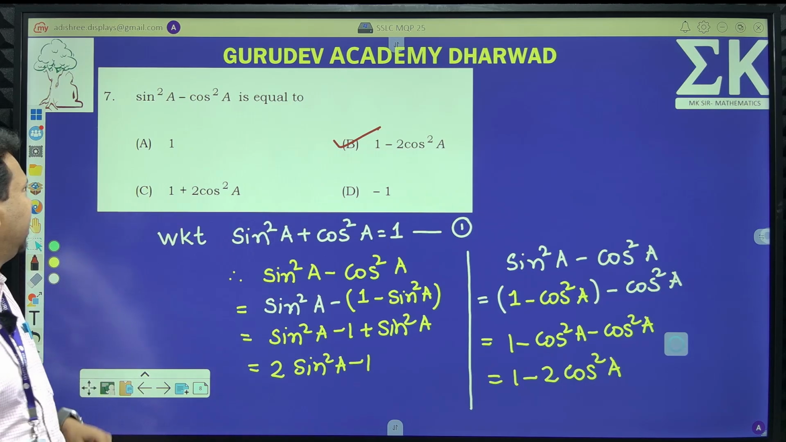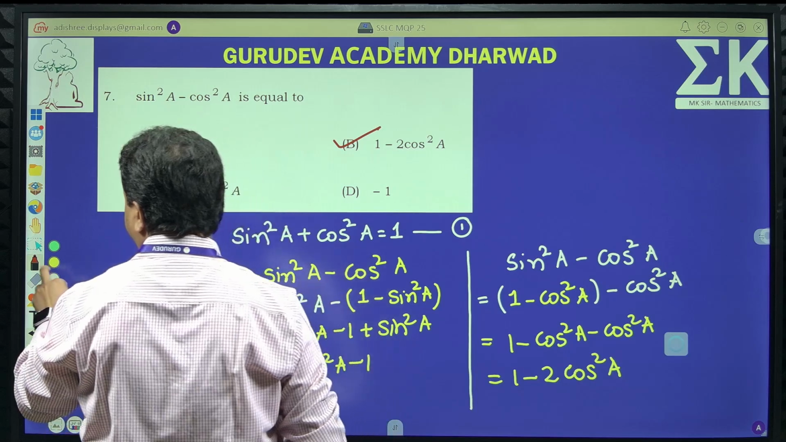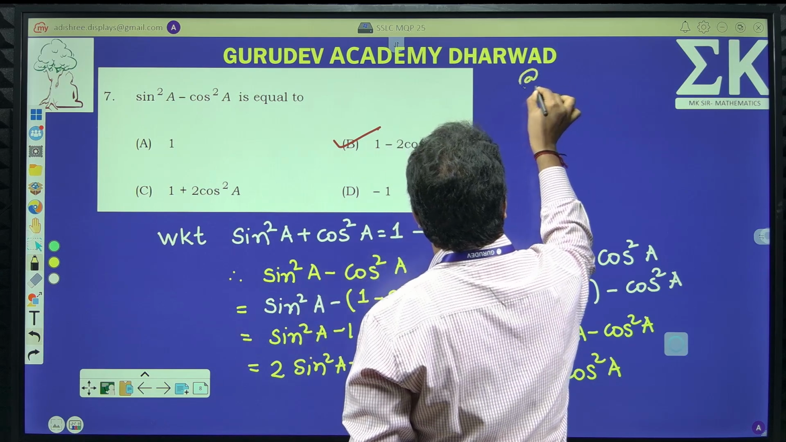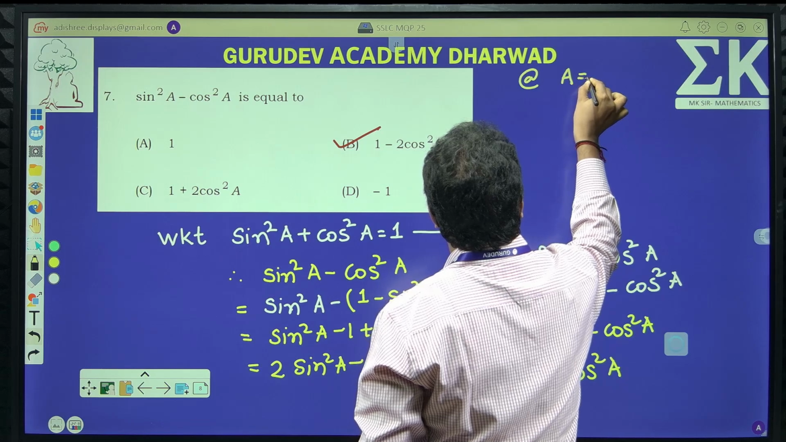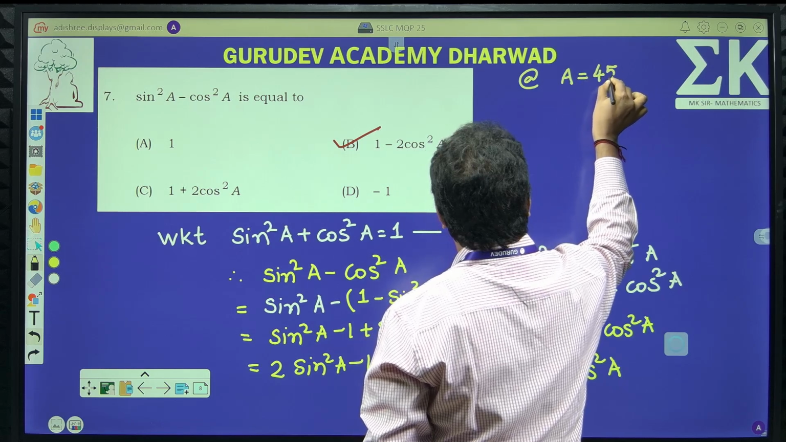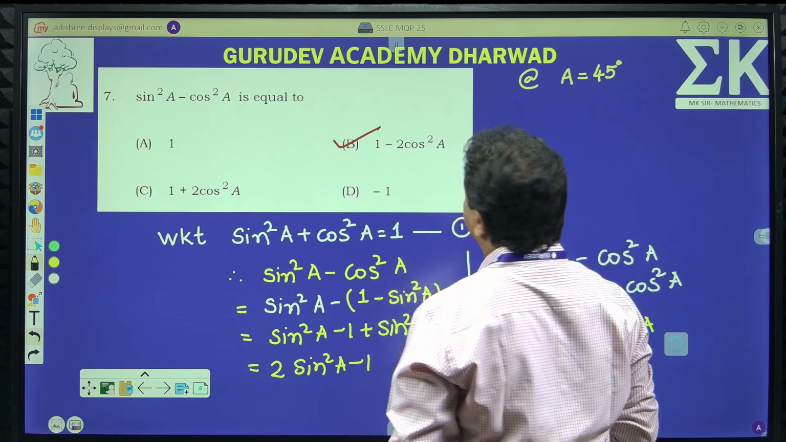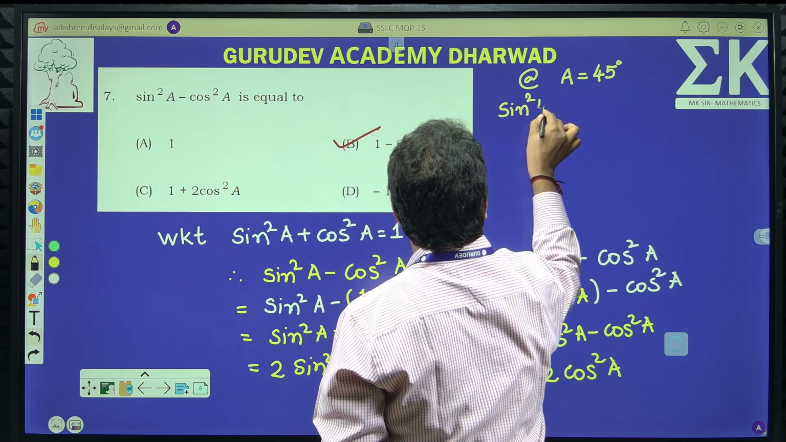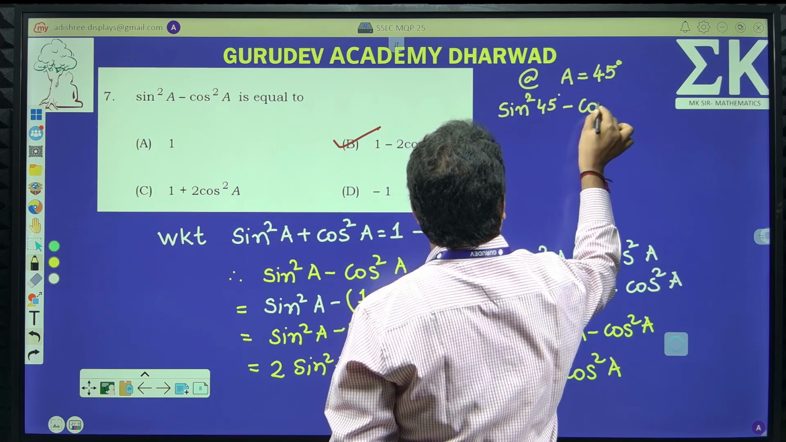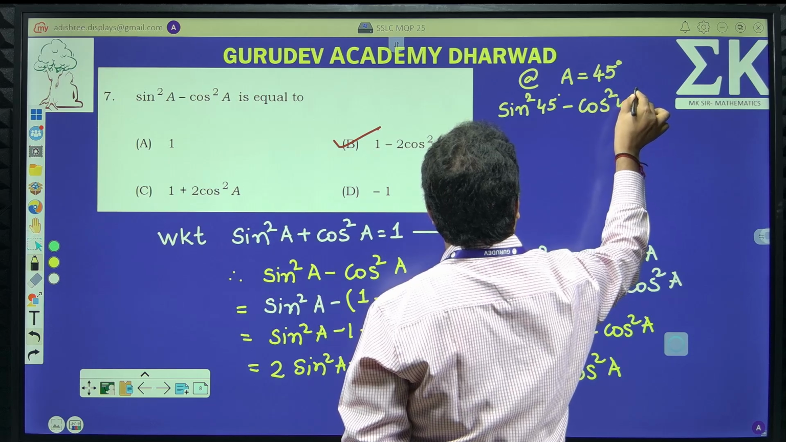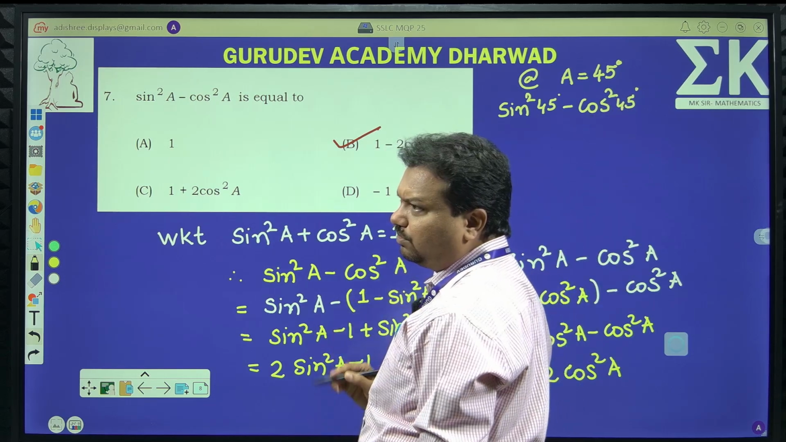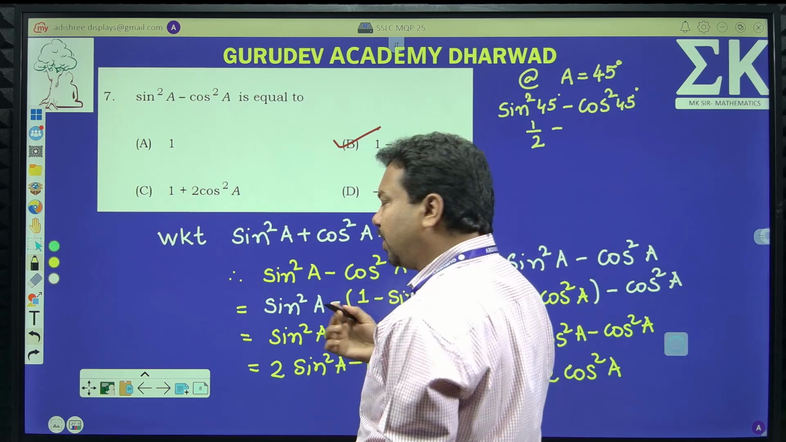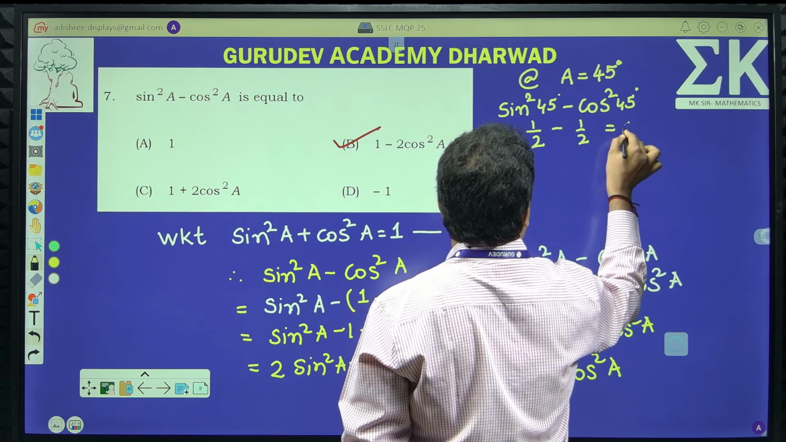What is that another way? Let me consider another approach. Please observe. At A is equal to 45 degree. Okay. See what the problem becomes: sin square 45 degree minus cos square 45 degree. Correct? Sin 45 is 1 by root 2, squared gives 1 by 2. Cos 45 is 1 by root 2, squared gives 1 by 2. Therefore, what is the answer? 0.